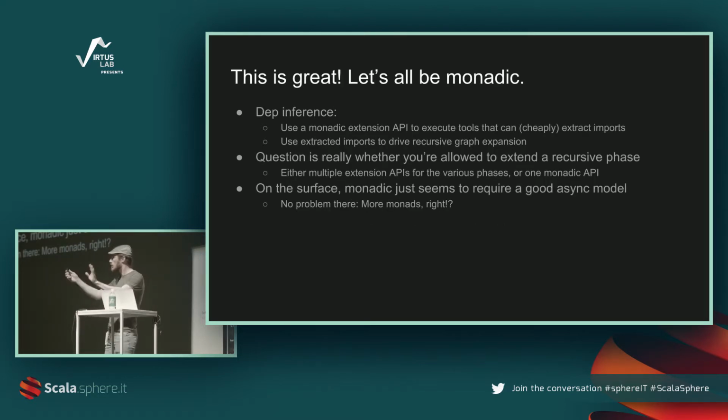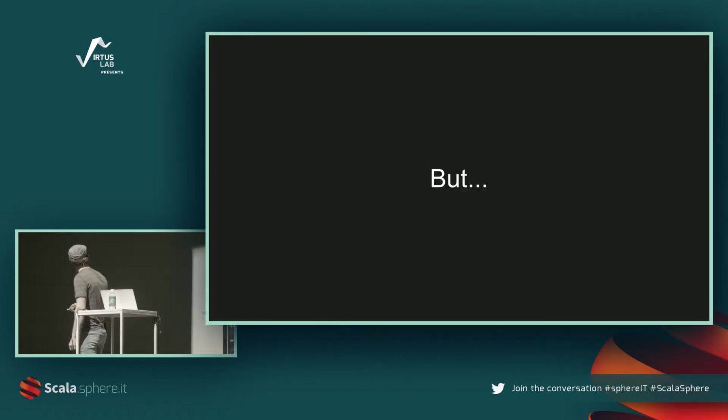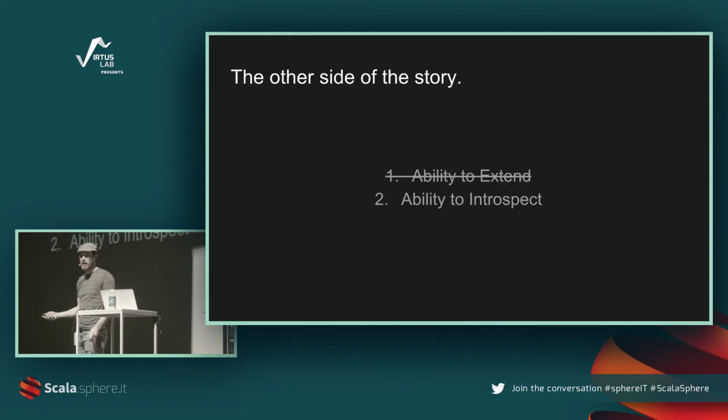Okay, so let's all be monadic. Monadic, this seems like much, much, much more powerful. So to do Dep Inference, all you have to do is use a monadic extension API, and then during that first phase, cheaply extract the imports from your sources and use that rather than the build file contents. And then the question is really whether you're allowed to extend that phase. It just requires an async model. This seems like it can work. But there's that other half.